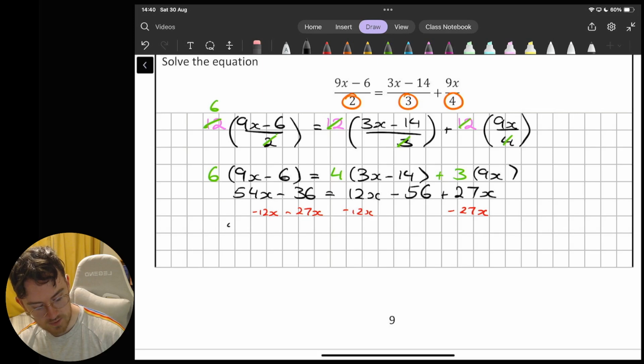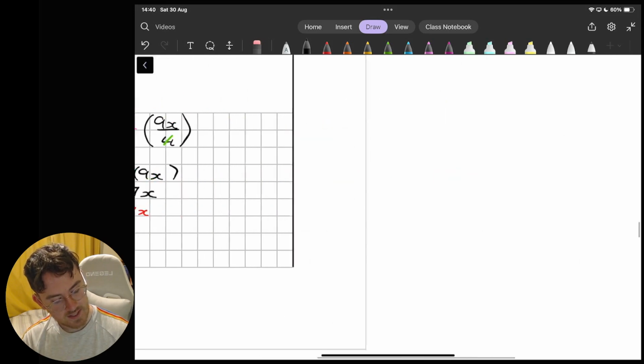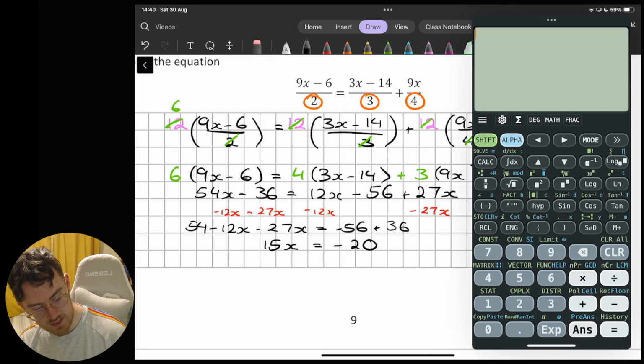Okay, able to put them up in that way. Minus 12x, or we just think about it as moving them over. Same thing with the numbers, minus 56, and adding 36 to the other side. Okay, kind of combining them in that way. Let's see what this leaves you with. 54 minus 12 minus 27 gives you 15. So 15x is equal to, let me see, minus 20.